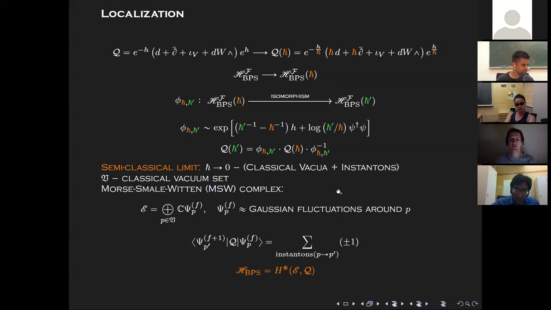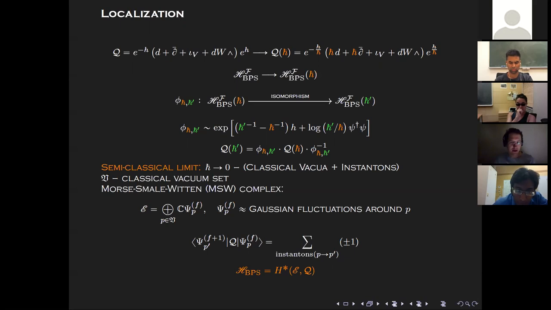The localization procedure is simple. In this context, we just restore the dependence on the Planck constant of the supercharge. It explicitly depends on it, and so does the BPS Hilbert space. We also notice that there is an isomorphism between Hilbert spaces for different pairs of Planck constants, given by conjugation by such a operator. Since BPS Hilbert spaces are isomorphic for different pairs of Planck constants, we could calculate it at our favorite value.